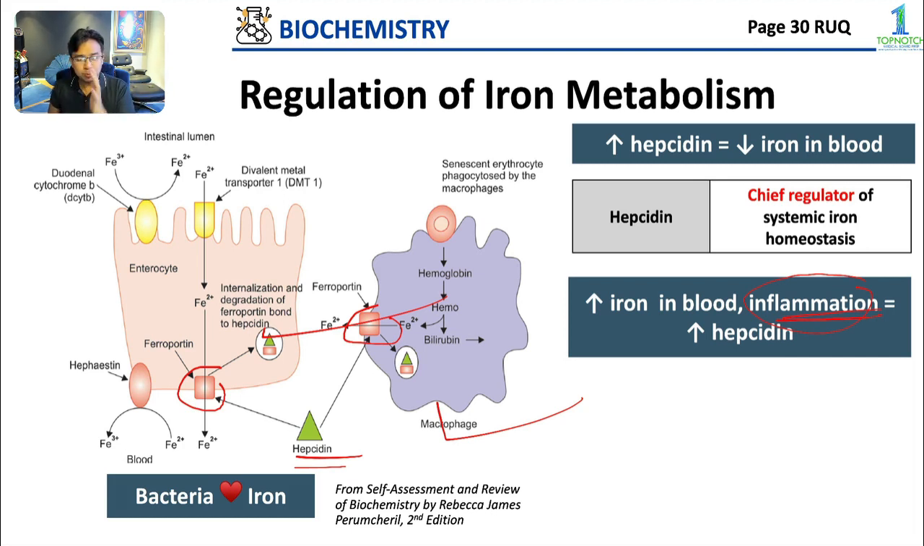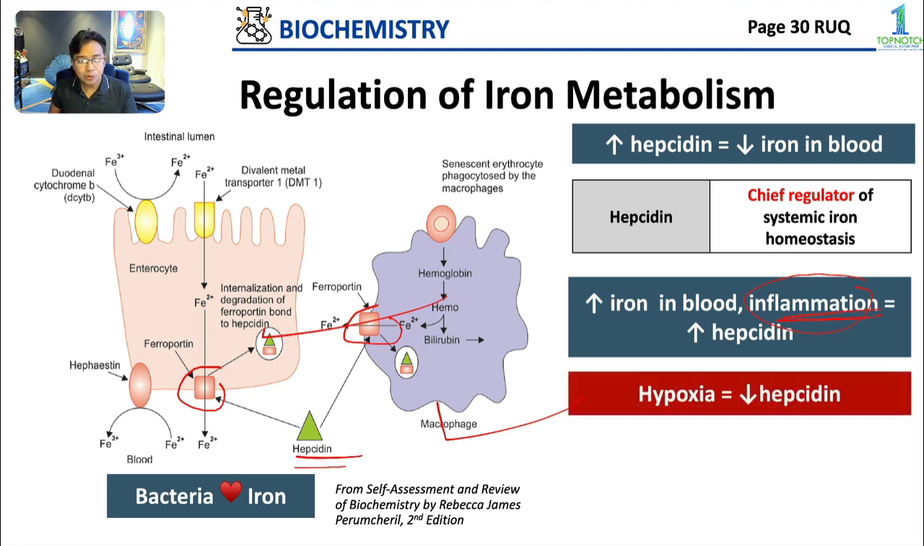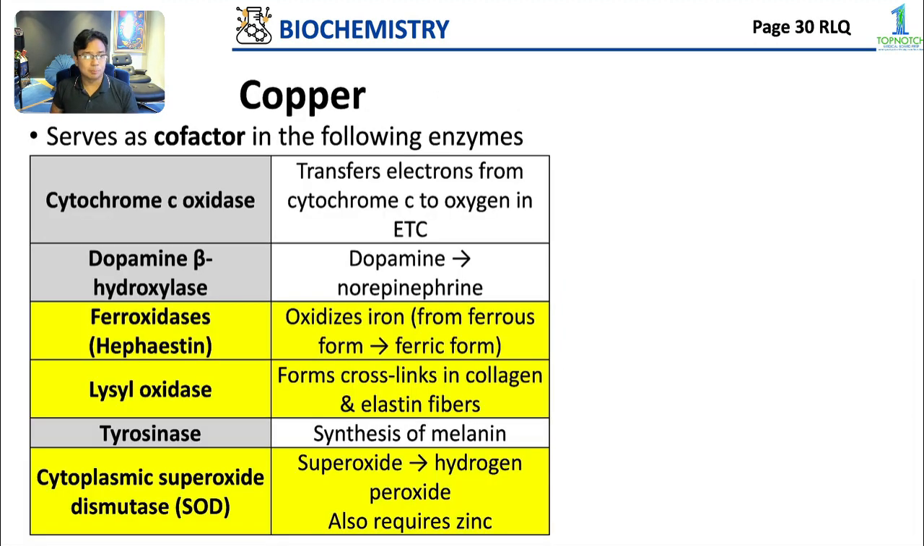So, ang katawan mo, gusto mong itago ang iron sa ating circulation. You want to store it in the intestine or in the macrophages. Kaya tumataas ang ating hepcidin in inflammation. Now, on the other hand naman, hypoxia down-regulates hepcidin para tumaas ang level ng iron in the blood circulation para gumawa ka ng maraming hemoglobin in the process. Okay? Now, let's head to copper.